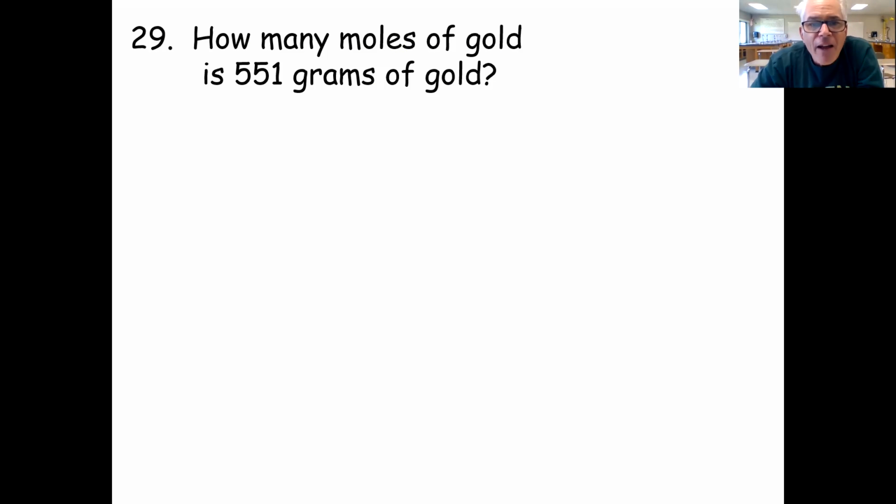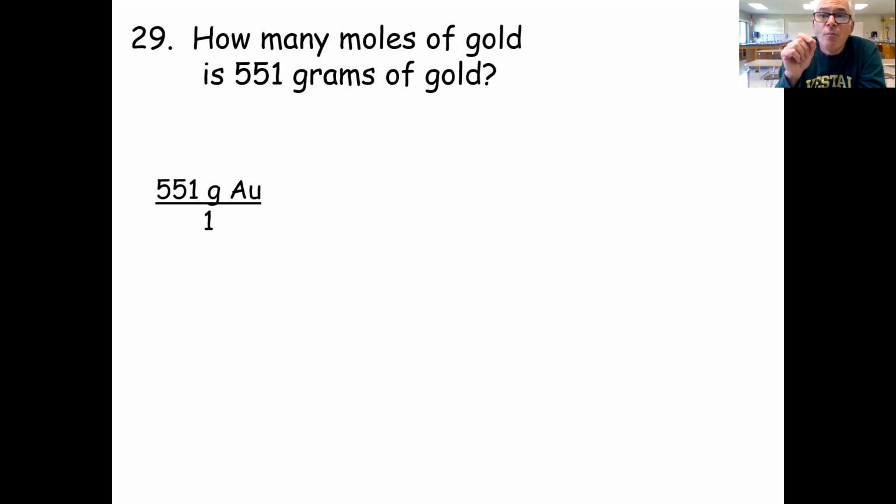All right, 551 grams of gold. How many moles is that? Well, we got to start. Where do we start? We start at the starting point. 551 grams of gold over 1. AU, are you paying attention? AU is the symbol for gold. That's like a joke. AU, are you paying attention?